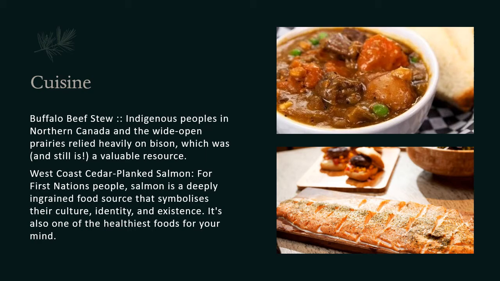The cuisine. I've chosen two of the cuisines that I saw look delicious. There are a lot more, obviously. One of them is the buffalo beef stew, and they rely a lot on bison, and it is probably their primary source of meat. And the secondary source of meat, which is also very important to their culture, is salmon. And it's one of the healthiest foods for your mind because it contains a lot of these omega-3 and omega-6 fatty acids.